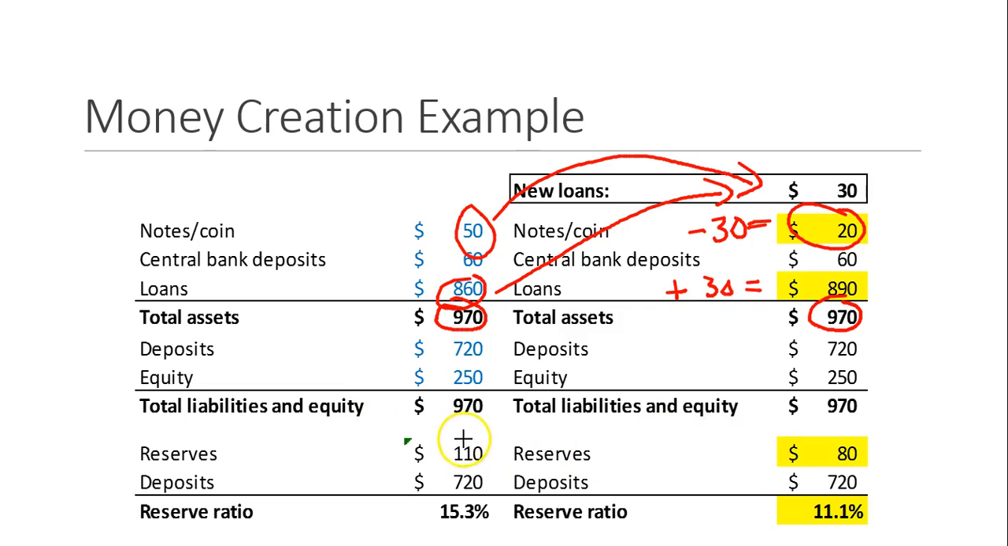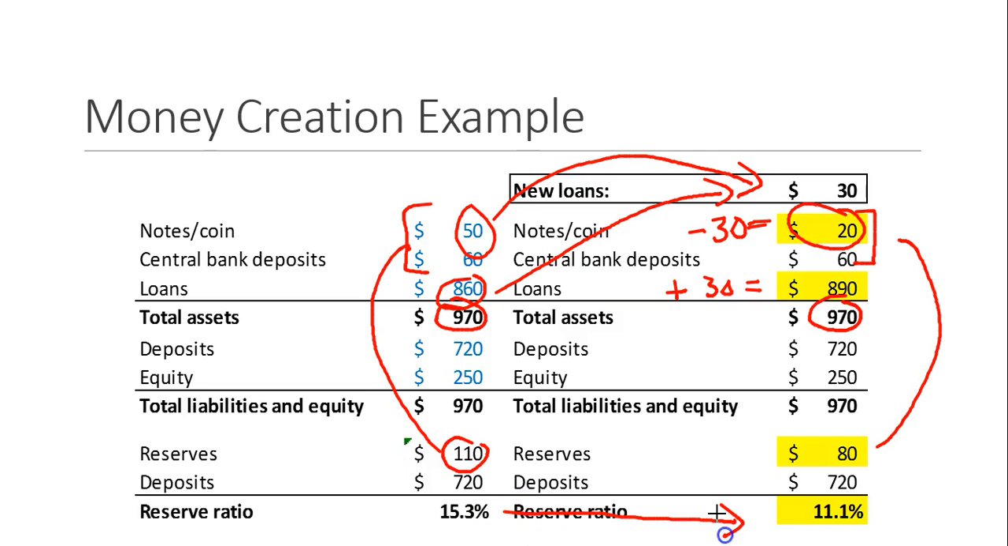Reserves has decreased. The initial reserve amount, 110, consisting of notes and coin plus central bank deposits, is now 80. Because of the decrease in notes and coin, 20 plus 60 equals a lesser amount of 80. Deposits has not changed. And notice that our reserve ratio has gone down from 15.3% to 11.1%. The result of a decrease in reserves and no change in deposits. This is an example of money creation within one bank.